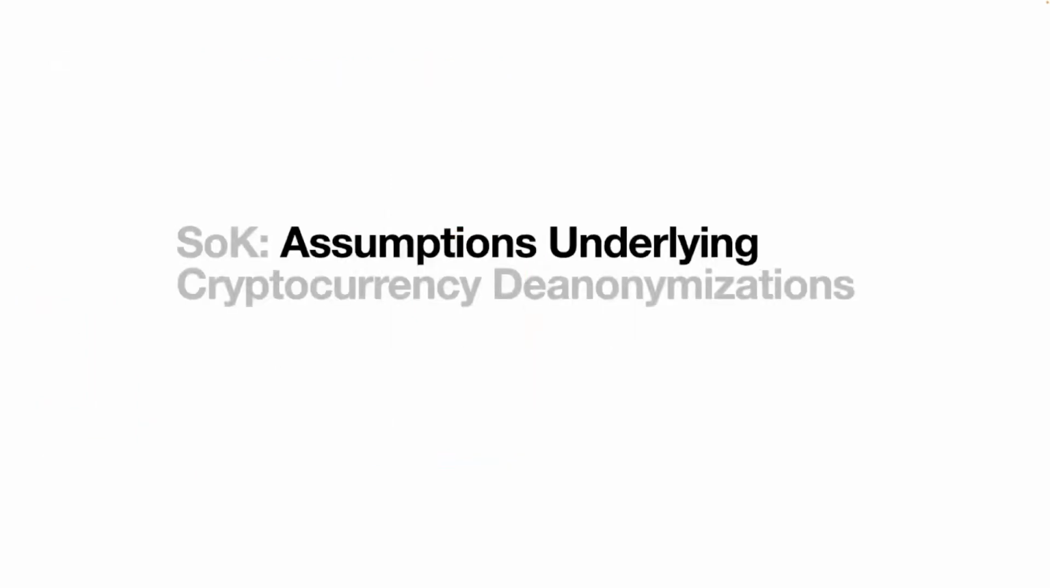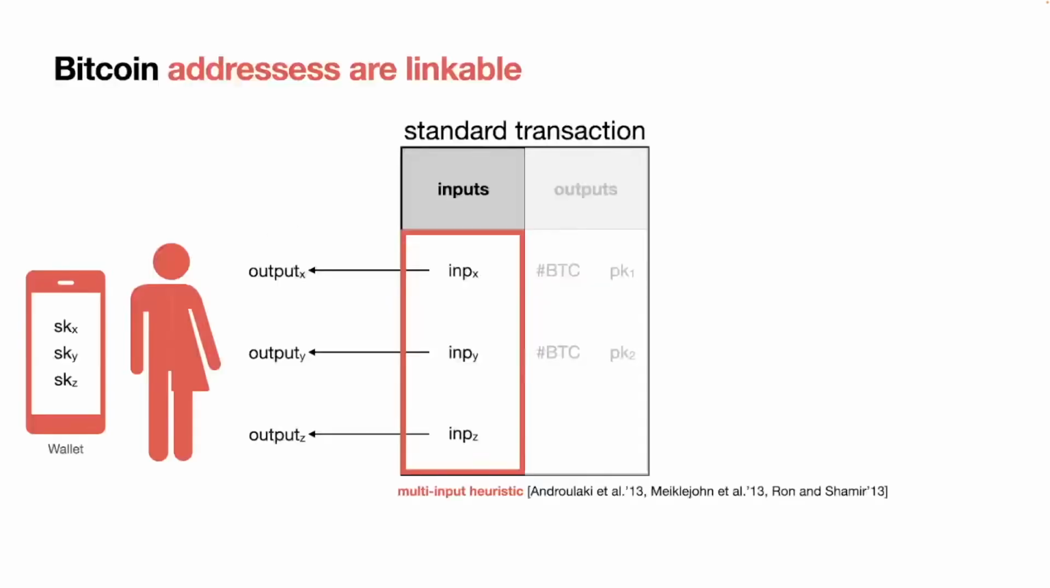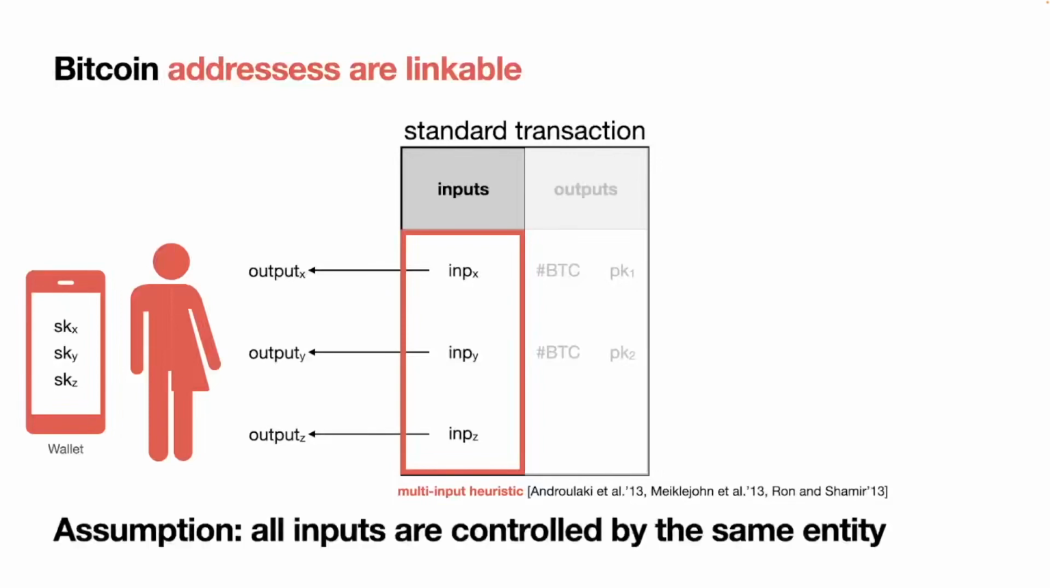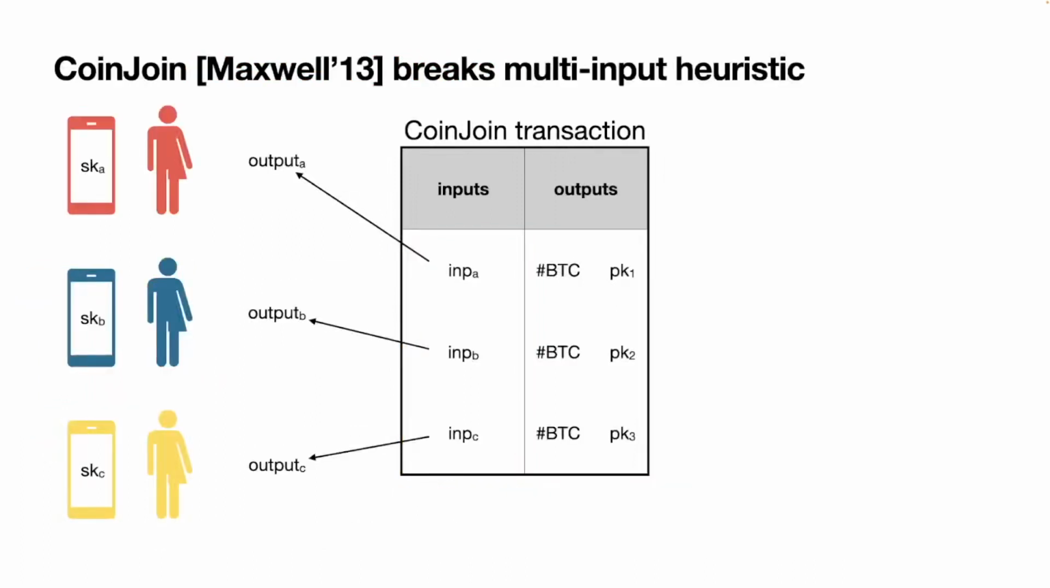Let us now switch to the assumptions. And we stick with our example of the multi-input heuristic. The assumption underlying the heuristic is that all inputs are controlled by the same entity. However, this assumption is not true for all transactions. In 2013, CoinJoin has been proposed, which is a mixing protocol that relies on so-called CoinJoin transactions. And in a CoinJoin transaction, the inputs are controlled by multiple entities by design.